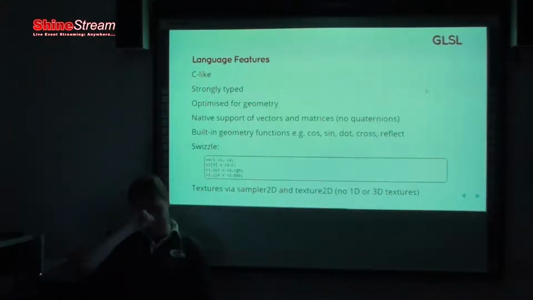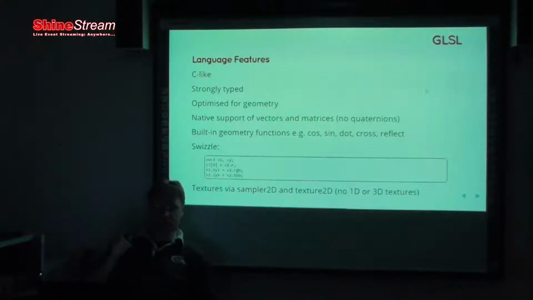Right, as I mentioned before, GLSL is C-like, strongly typed. It's optimized for geometry, with native support of vectors and matrices. So again, if you're used to more traditional languages, you can have ints, floats, whatever. It also has matrices, so you have mat2, mat3, mat4. They're all square matrices, so 2 by 2, 3 by 3, 4 by 4. You have vectors. Rather than a C-style vector, which is like an array, this is a vector with X, Y, Z, and W, actually, because you can have four-dimensional vectors as well.